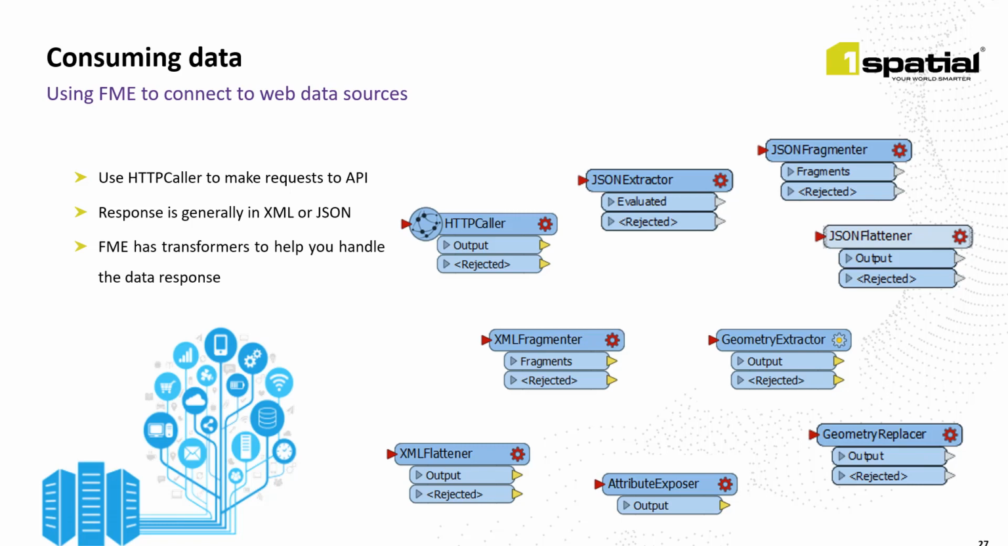But the data we get back is typically in XML or JSON, often with a complex nested structure. But again, FME has a bunch of transformers, just highlighted some here, that help us manipulate that data. So really, the possibilities are endless.